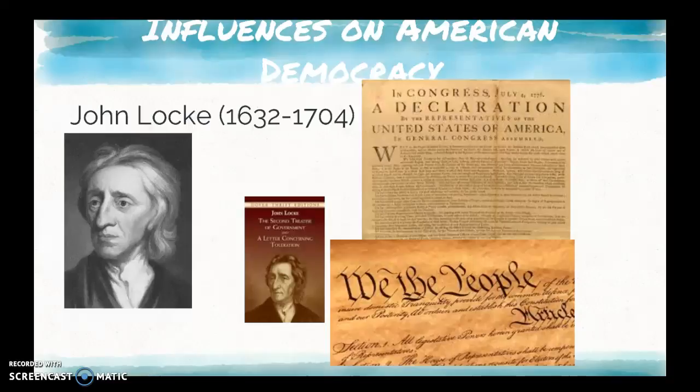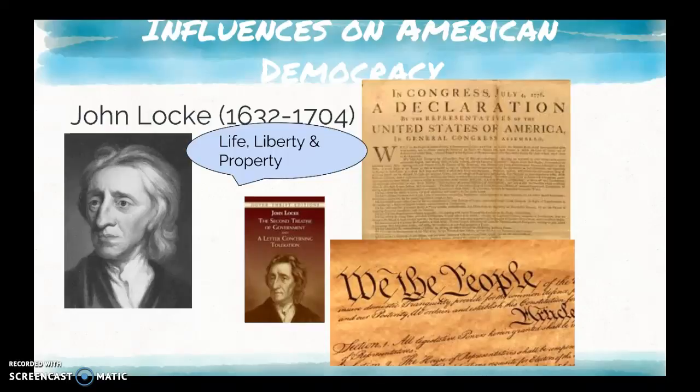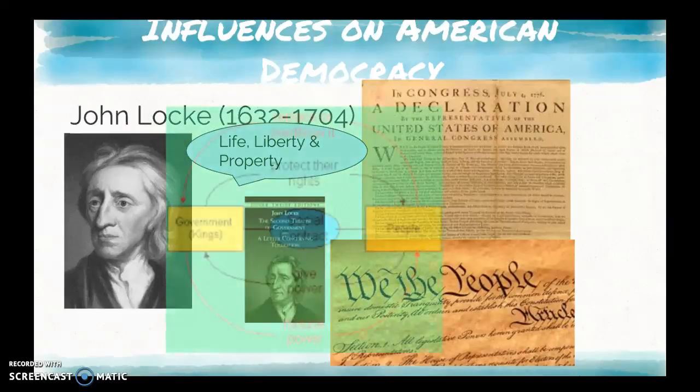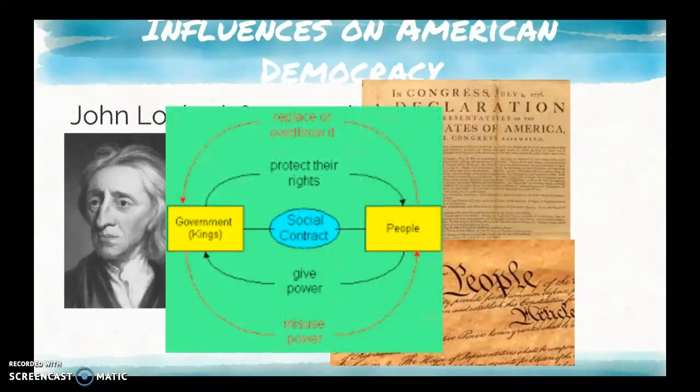The first one is this idea of natural rights. Natural rights are essentially human rights, rights that cannot be taken away from you. And according to John Locke, our natural rights are life, liberty, and property. These are rights that everyone is just born having. You have the right to life, you have the right to liberty, and you have the right to own some property.